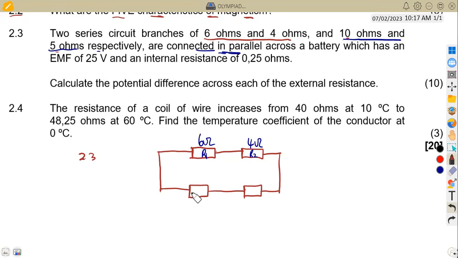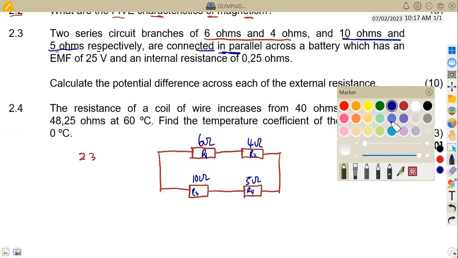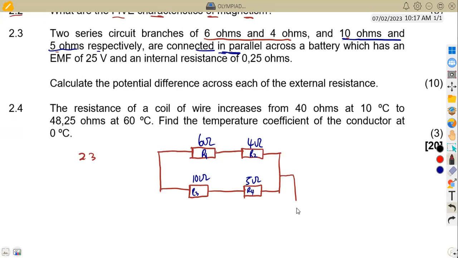All right, so let us just have this. We can just say this is our R3, which is 10 ohms. So that is our 10 ohms. This is R4, which is 5 ohms in this case. All right, so this combination that we see is connected like this. So we're going to just have the voltage source.